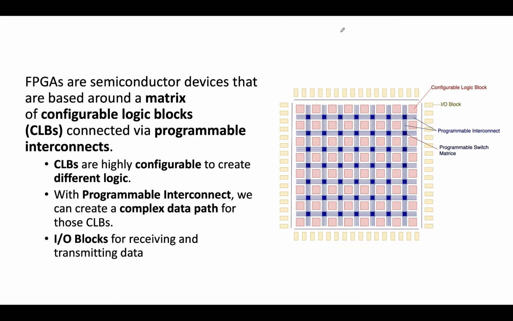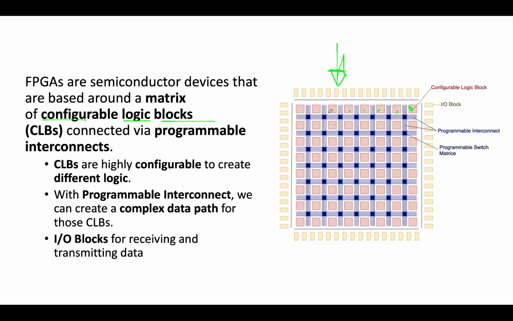FPGAs are semiconductor devices that are based on a matrix. Right? So you can see here in the picture, we have a matrix of different blocks. So this matrix contains CLBs or configurable logic blocks that are here in pink. So you see the matrix, and then you see these pink squares that each one are configurable logic blocks. These pink blocks or CLBs are highly configurable to create different logic. So we can configure them to calculate a different kind of logic.